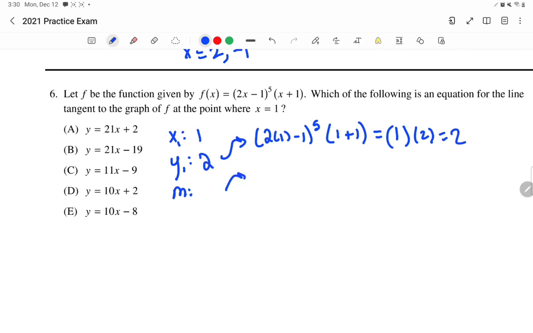Then to get the m, first we need to take f prime of x, and this is where it does get a little complicated. This is going to be a product rule. You could do Pascal's triangle and then FOIL everything out, but that would be a lot of work. It's a lot easier to just do product rule here.